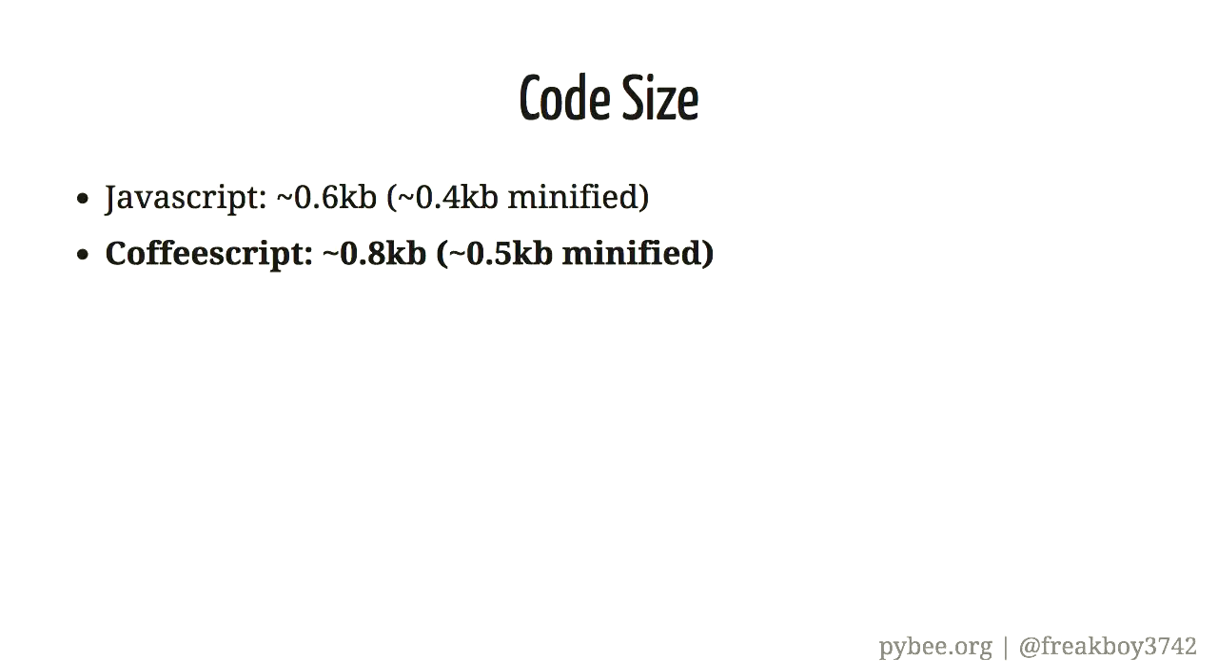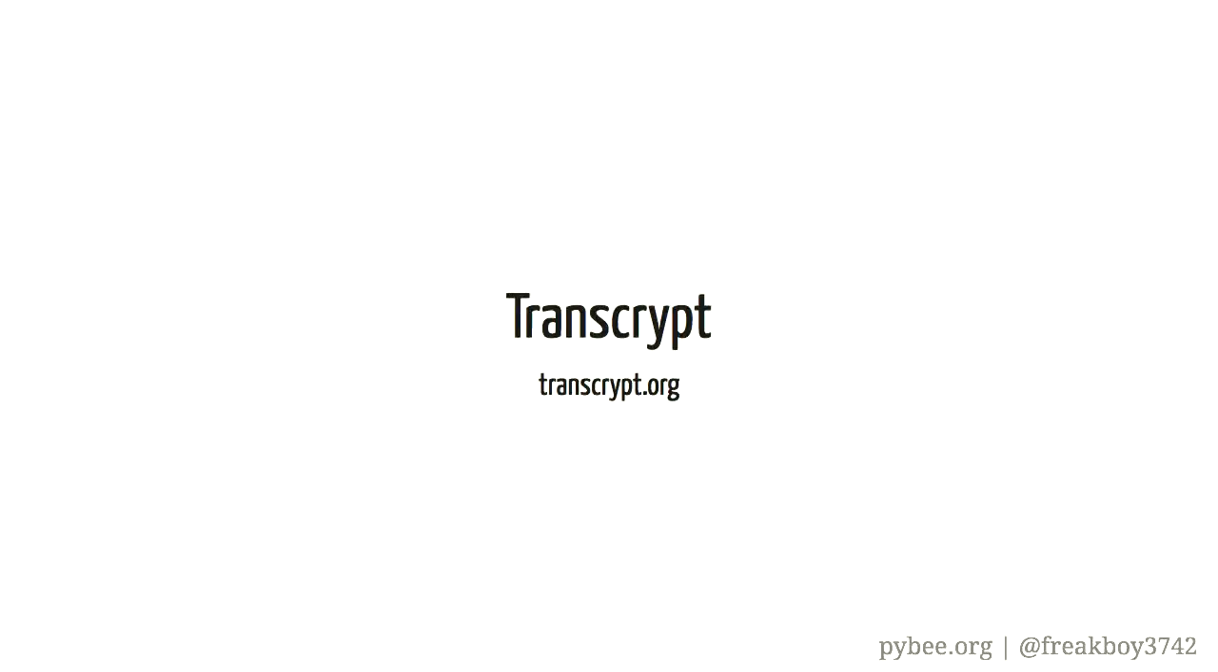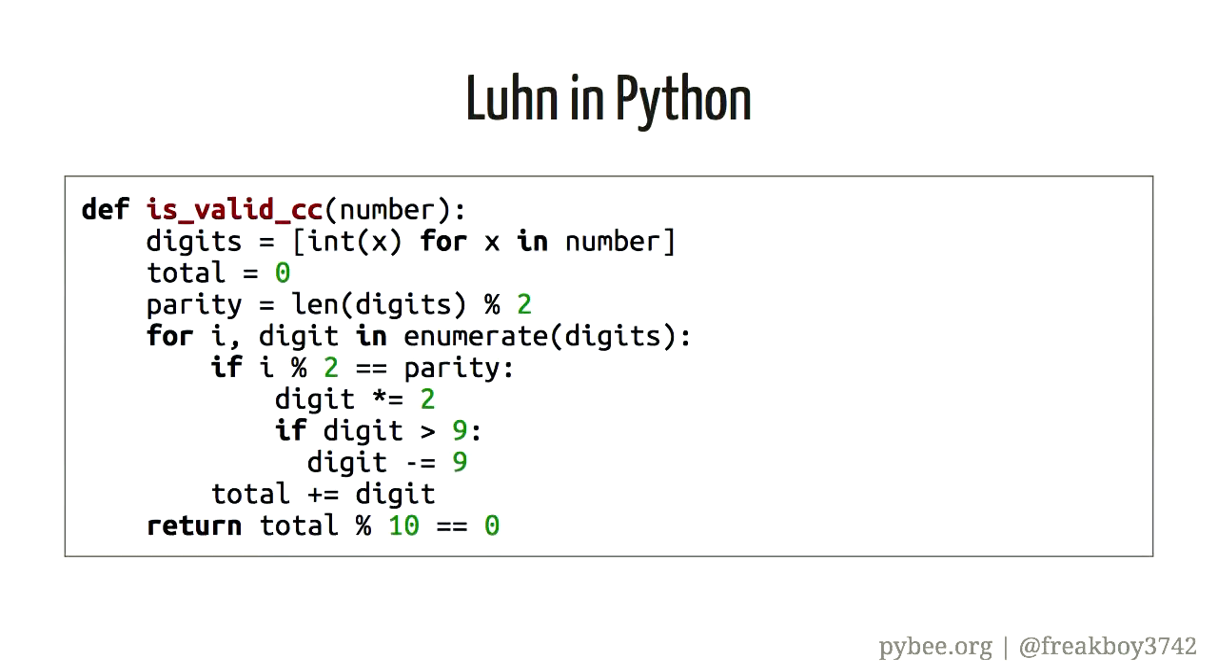Okay, but that's CoffeeScript. Can we use this technique for other languages? Say, another language that has syntax significant whitespace, like, I don't know, Python? Well, yeah, sure you can. And there's a bunch of projects that try to do this. The best one I found is one called Transcrypt. So we can write our Luhn algorithm in Python.